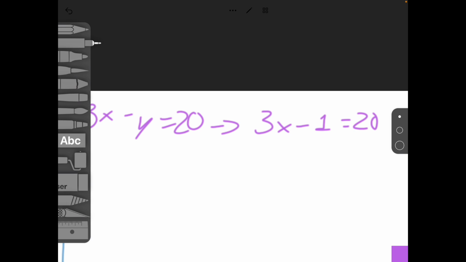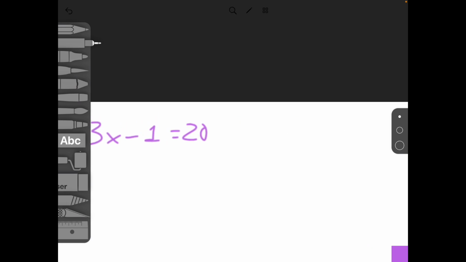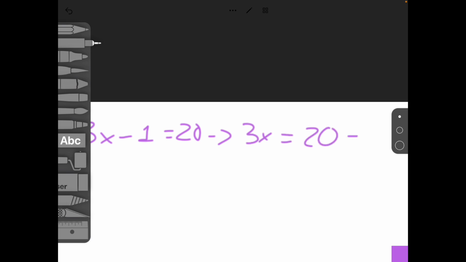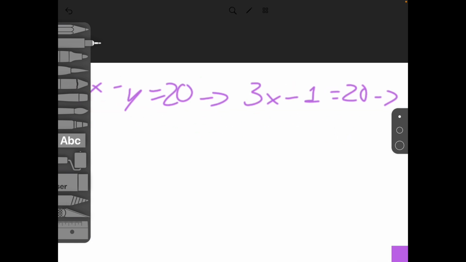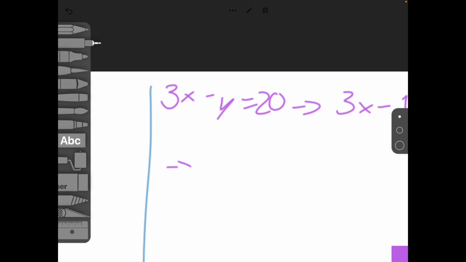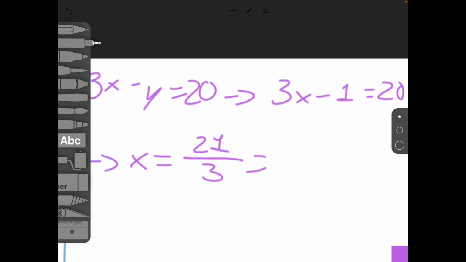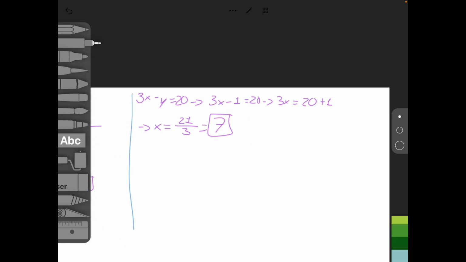We have to isolate our variable x so we can get x. So that would give us 3x equals 20 plus 1. And we still don't have our variable x isolated, so we would have x equals 20 plus 1 divided by 3. With that, we have 7. So our x equals 7.